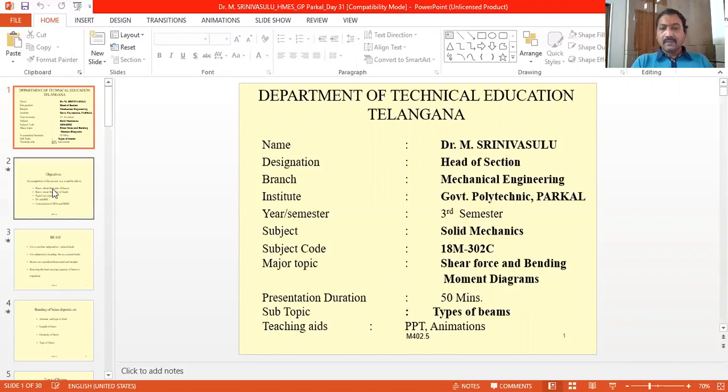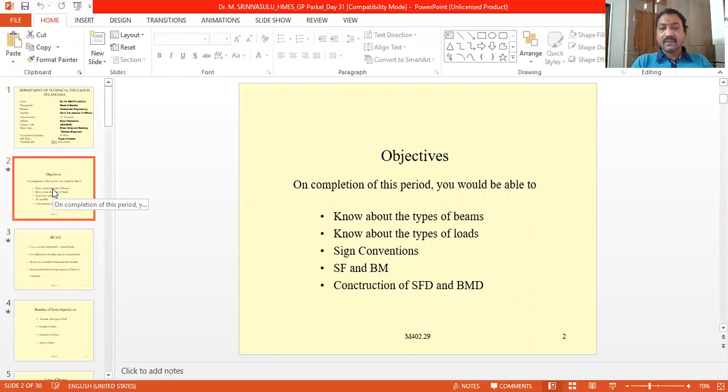So our objectives are to know the types of beams, types of loads, and defining the SF and BM, SFD and BMD, and sign conventions, and we also know the procedure to construct the SFD and BMD.